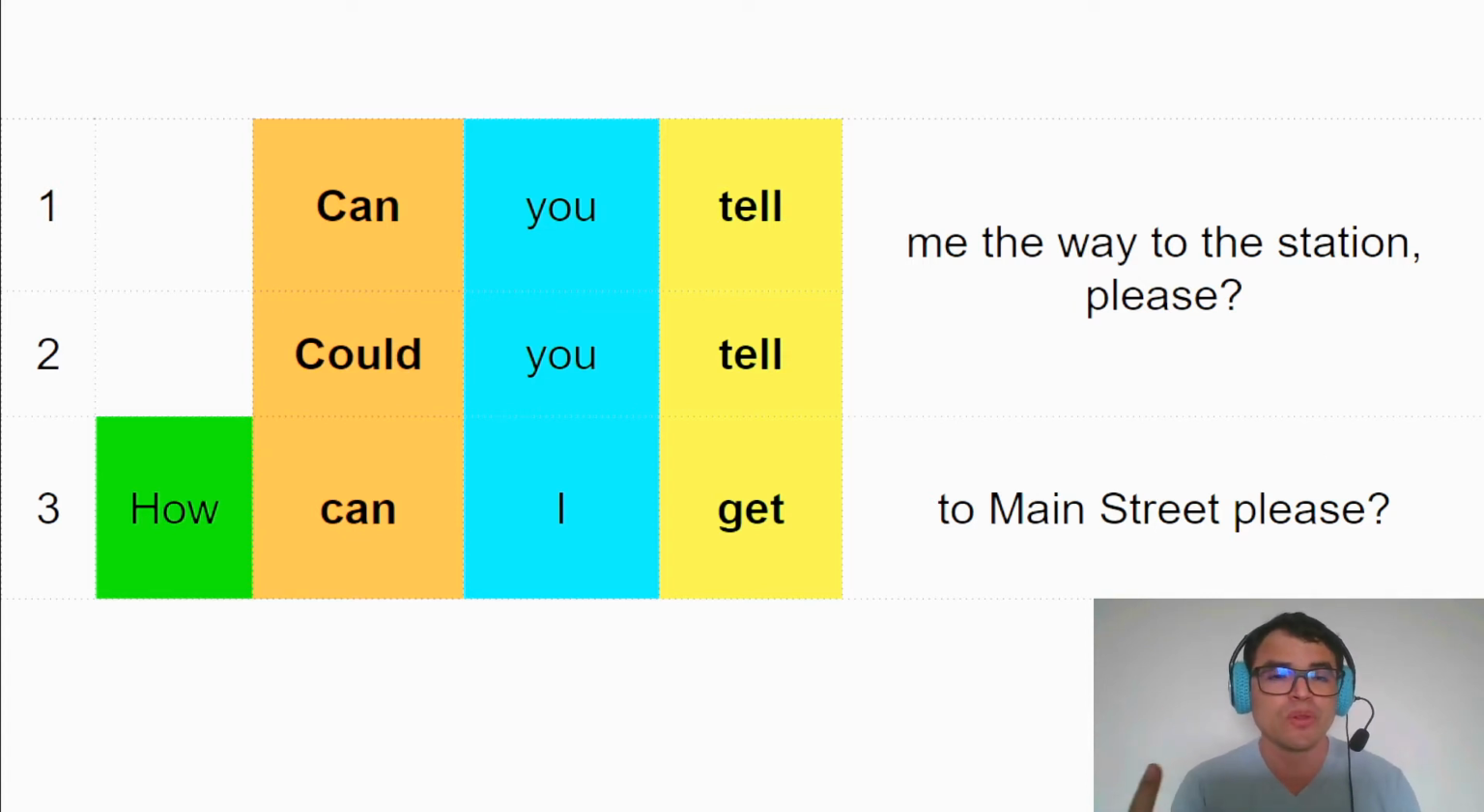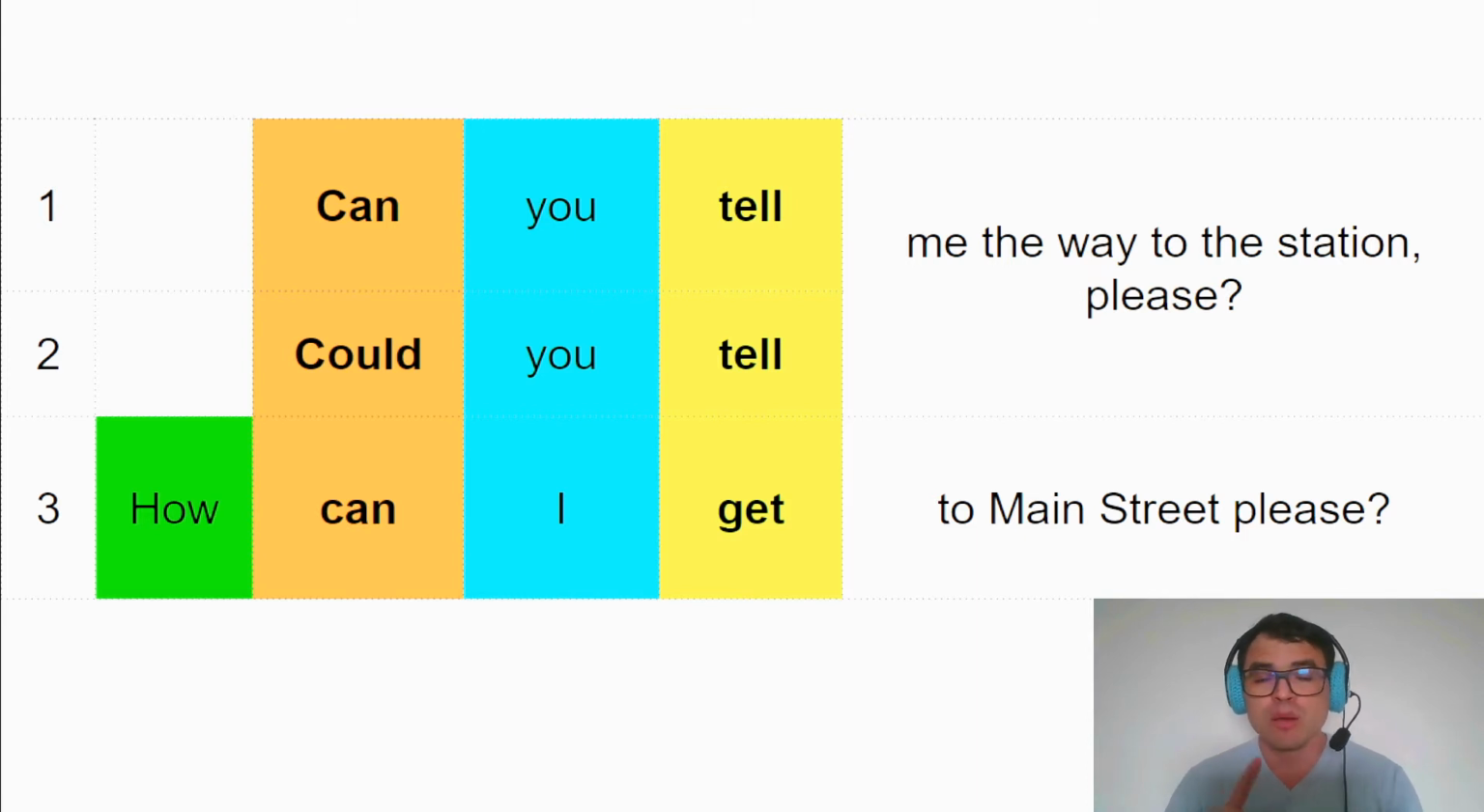Yes, for example, number 1, can you tell me the way to the station, please? Imagine that you're traveling and you are asking for directions. What question can you ask? Can you tell me the way to the station, please? Or number 2, you can also ask, could you tell me the way to the station, please? Another question, number 3, how can I get to Main Street, please?